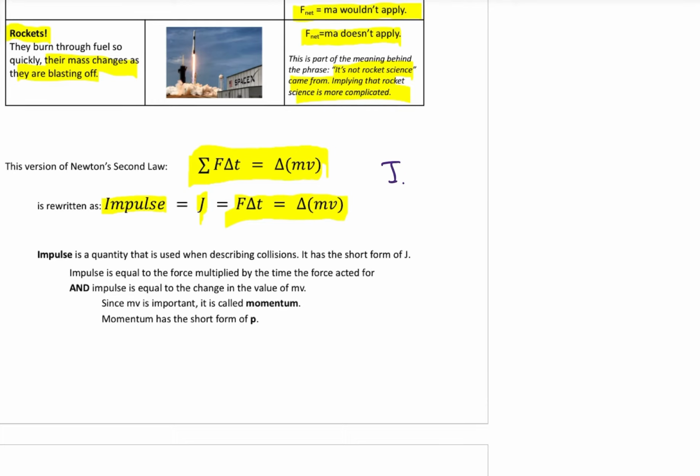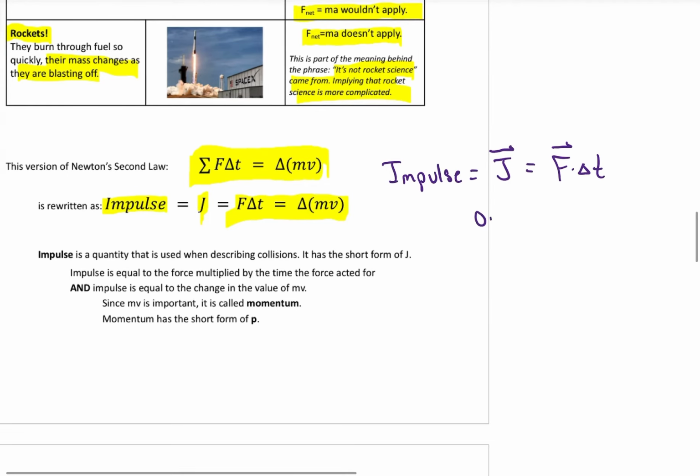Impulse, capital J, is a vector. Impulse could be F times time. I'm going to be lazy and just call it F, but really it's a net force, or the impulse of a particular force. Let me write the other one out. Impulse has a second equation. It's still capital J, but it could be this change in mv quantity. This v is velocity, it's a vector as well.